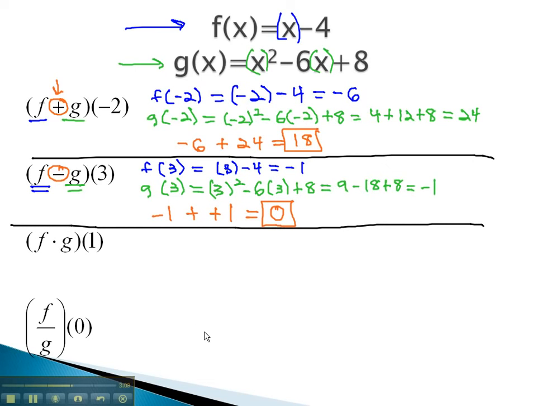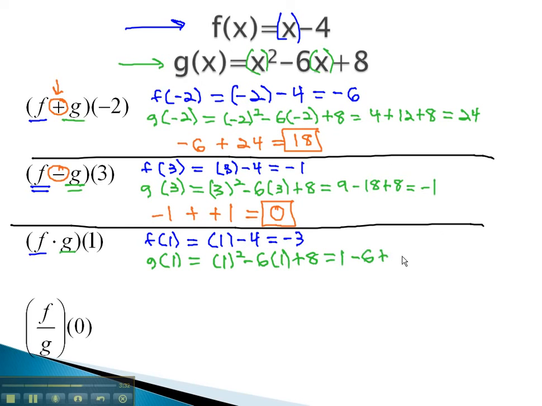Let's find out what f times g of 1 is. This means we plug 1 into the f function, giving us 1 minus 4, which is -3. And also, we're going to plug 1 into the g function, giving us 1 squared minus 6 times 1 plus 8, or 1 minus 6 plus 8, which is 3. This notation wants us to multiply the answers together. -3 times 3 is equal to -9.